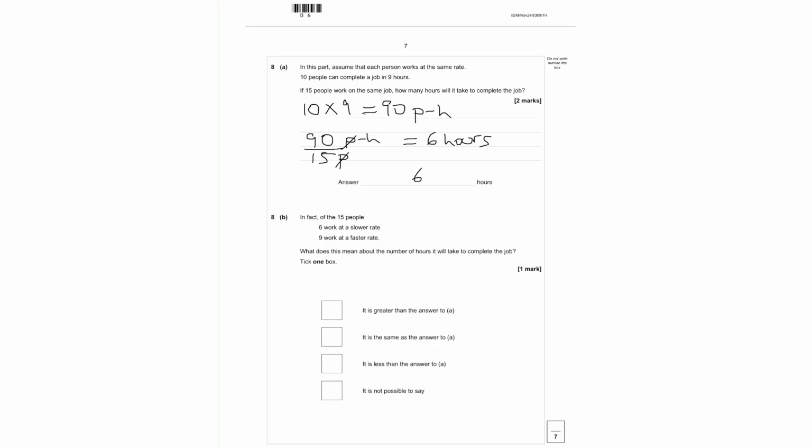Moving on to part B, we're told that of the 15 people, 6 work at a slower rate, 9 work at a faster rate. And we're asked, what does this mean about the number of hours it will take to complete the job? Unless we know the rate of the people, then it's not possible to say if it's going to be faster or slower than the answer in part A.